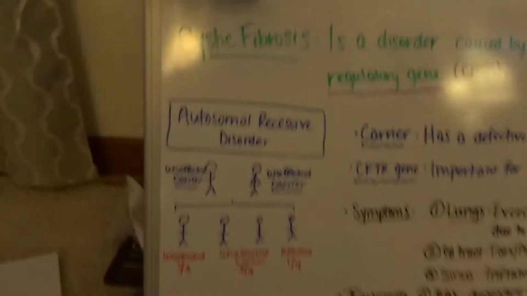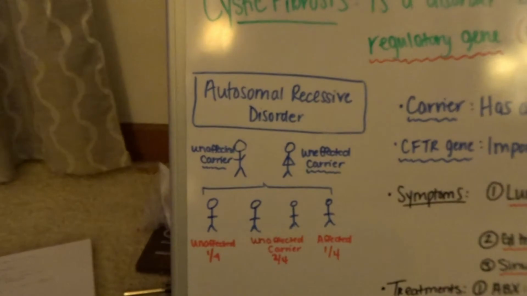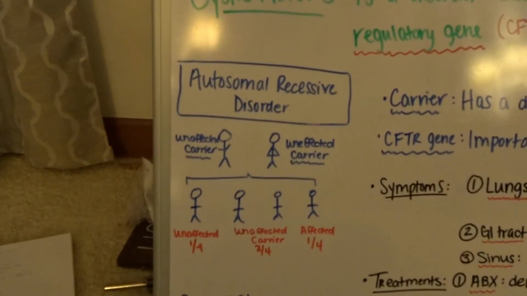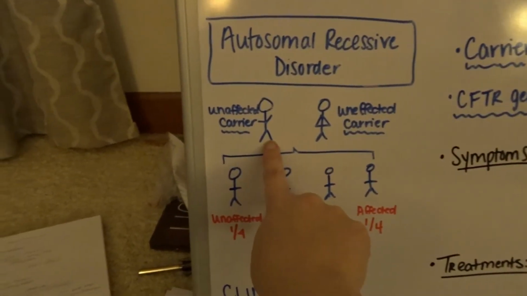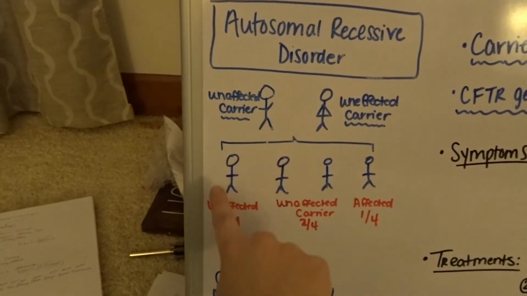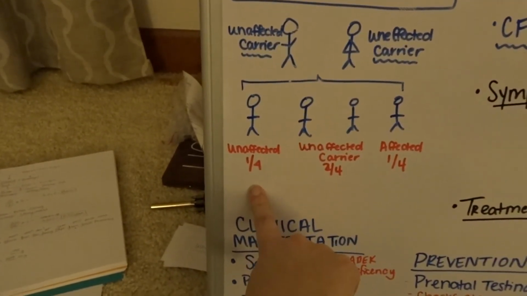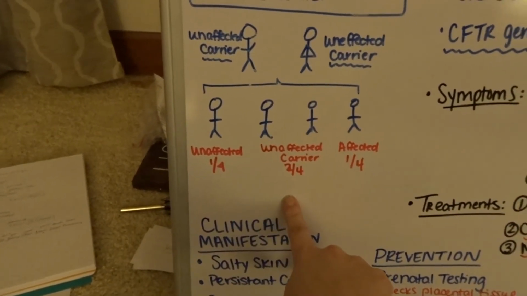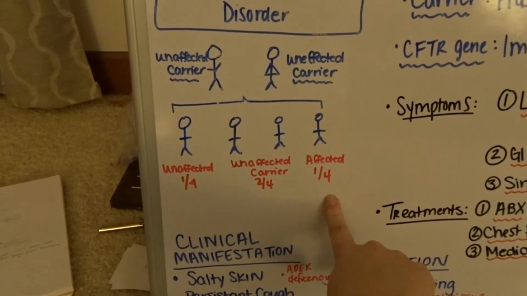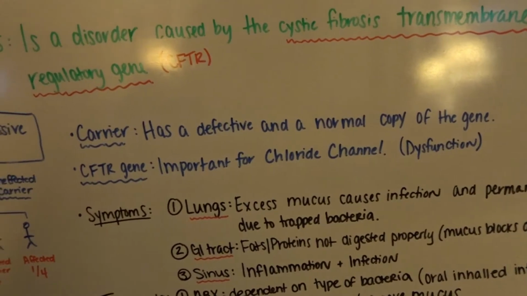So this is an autosomal recessive disorder. What does autosomal recessive mean? It means that there must be 2 copies of the trait for somebody to inherit the trait. So here we have an unaffected carrier male and an unaffected carrier female, and these are their 4 options. There's a 1/4 chance the child will be unaffected, a 2/4 chance that it'll be an unaffected carrier, and a 1/4 chance that they are affected with cystic fibrosis.